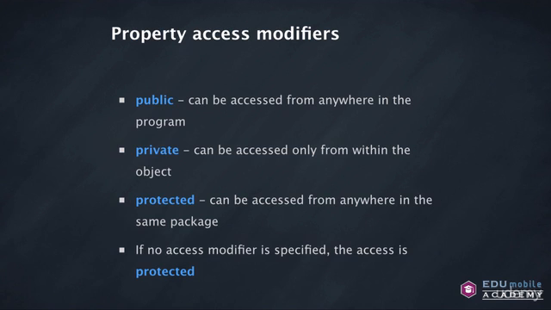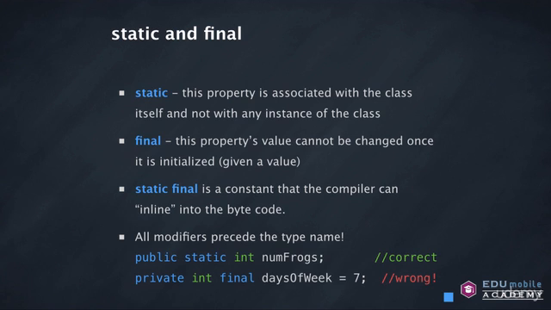Now, if no access modifier is specified, we get protected level access. And so far, we've been using protected level access for our properties just by declaring, say, int count or something like that. Now, static and final don't really specify access. They specify how this property is going to be used.